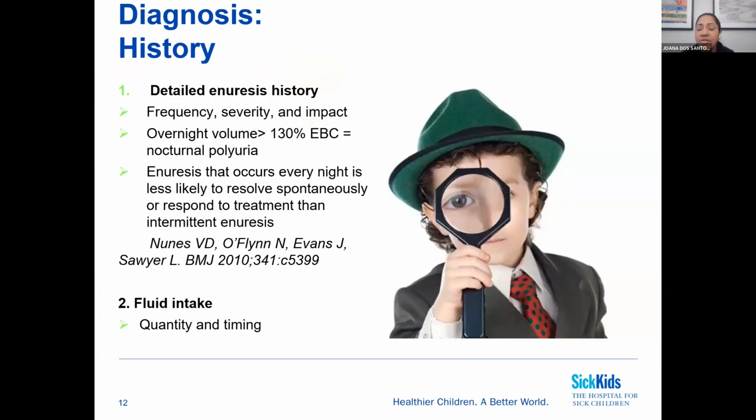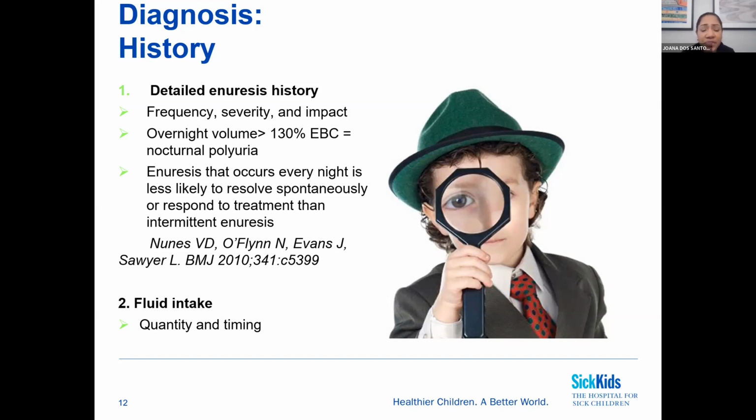In terms of history for enuresis, it's very important to get a detailed history of the enuresis per se, such as frequency, severity, and the impact of enuresis, because if it's primary enuresis and the child's not really bothered by it at a relatively younger age, 5 or 6 years of age, you may not treat. However, if it's an older child, you approach differently and you are more aggressive and early in investigations and treatment.